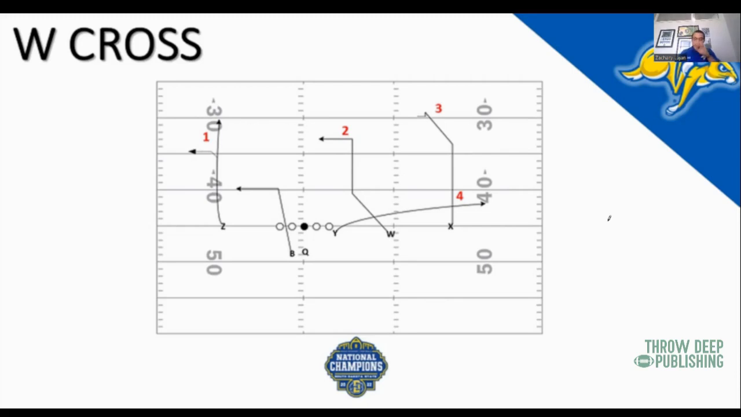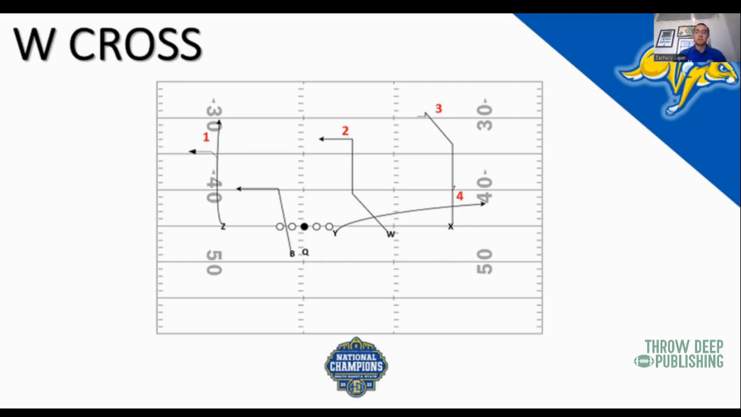Okay. Now transition into more of our cross concept that we run a lot of. Again, I classify this as a book read in terms of how we read it, in terms of what we're doing. The boundary number one receiver is running a go. The quarterback has the ability to signal to him, and we'll mess around with some different things. You know, a hitch, a curl, or primarily giving them the ability to signal a 10-yard speed out.